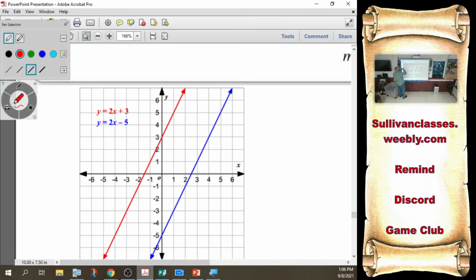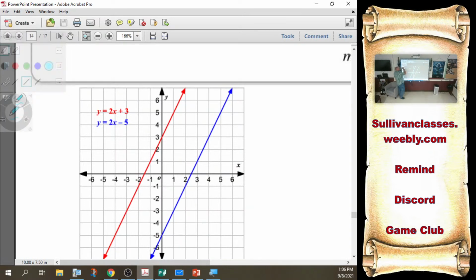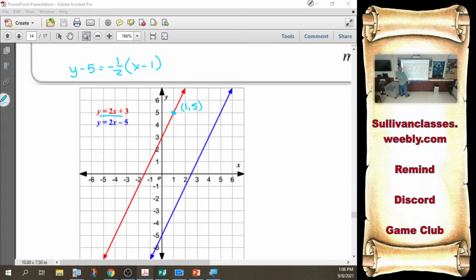Y'all remember doing something like this where it asked, how far apart are these lines? You pick a point on this one. Say that's 1, 5. Now go take a perpendicular line to this that goes through that point. So y minus 5 is perpendicular, negative 1/2. I swap the slope around, x minus 1.